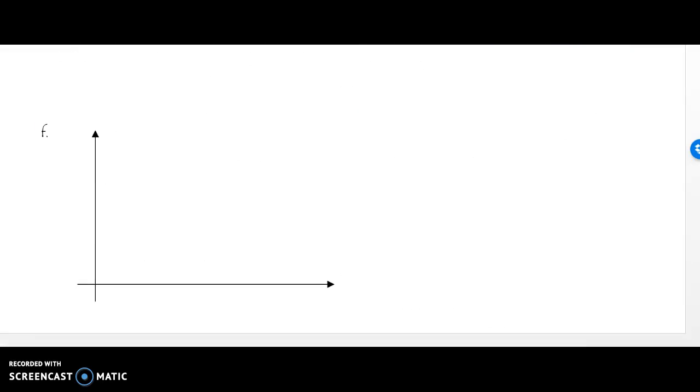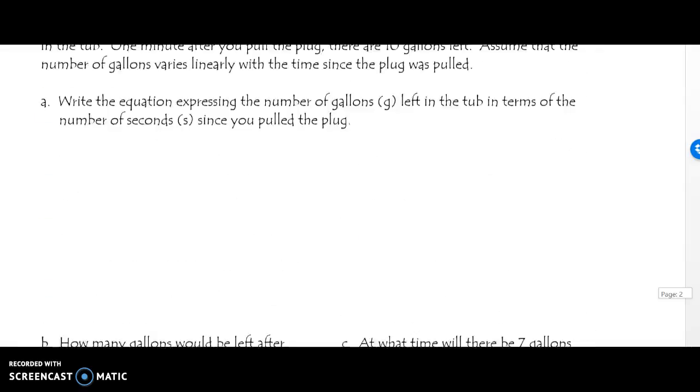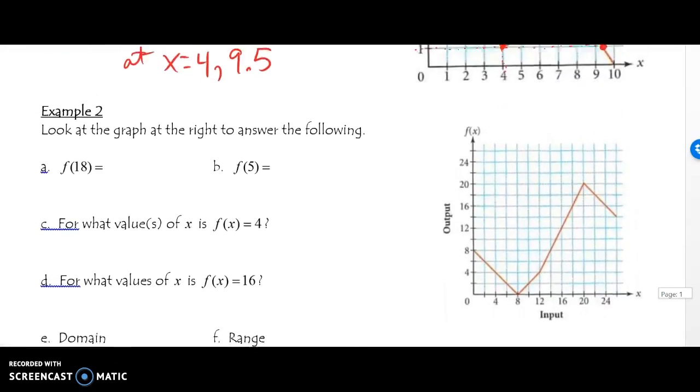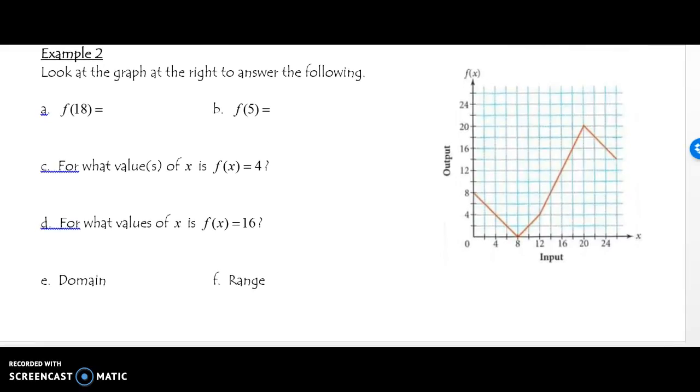Here's another question. Again, looking at the graph. It says f of 18. So we're looking for 18. This is a scale of 2. So this is 18, so we're going up, and we're looking across, and the y value is 16. X is 5. So we're going to have to estimate it. It's right about here. So we're estimating this y value. This would be about 3.